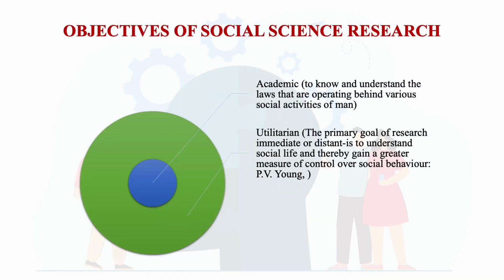Utilitarianism is another area, where the primary goal of research, immediate or distant, is to understand social life and thereby gain a greater measure of control over social behavior. This is very important because when you talk about utilitarian social research, we use it for policy, for marketing, for all these things. Today, this aspect is very dominant in social science. We see jobs are available in this area. People want to know the immediate impact of this research. So there is lots of marketing and policy.